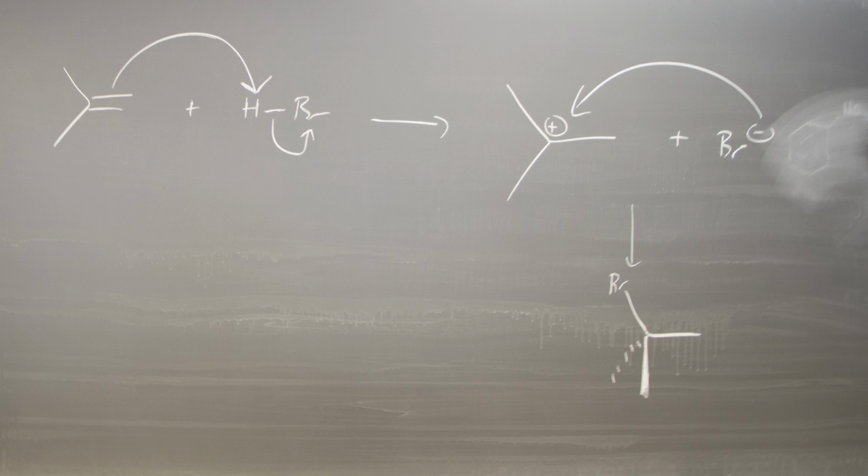So here is the problem. If I do this with HBr, well, then what? What happens if we just did a regular alkene with HBr? So let's say I had this and HBr. What happens?